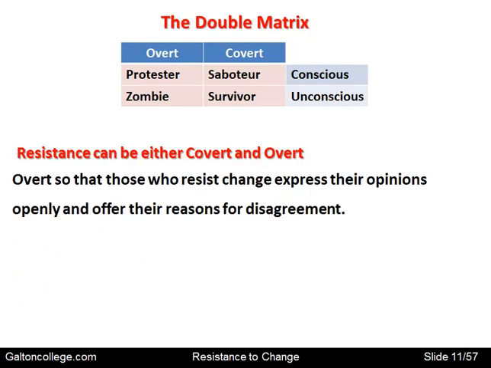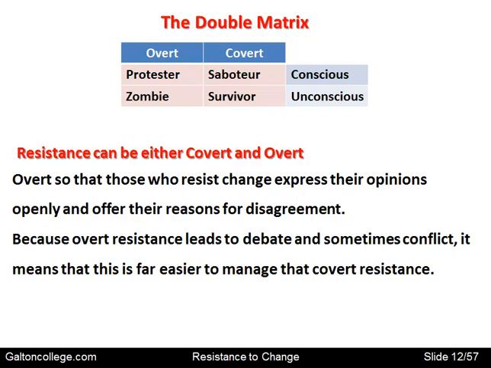Overt resistance, so that those who resist change express their opinions openly and offer their reasons for disagreement. Now, this actually could be a good thing. This could improve the proposals. It could lead to open discussions and debates about the advantages and disadvantages, and the fact that people are resisting the change may be a good thing, because it'll strengthen the proposal if it does go through. Their criticisms will have to be built in and answered. So this type of overt criticism could be a good thing.